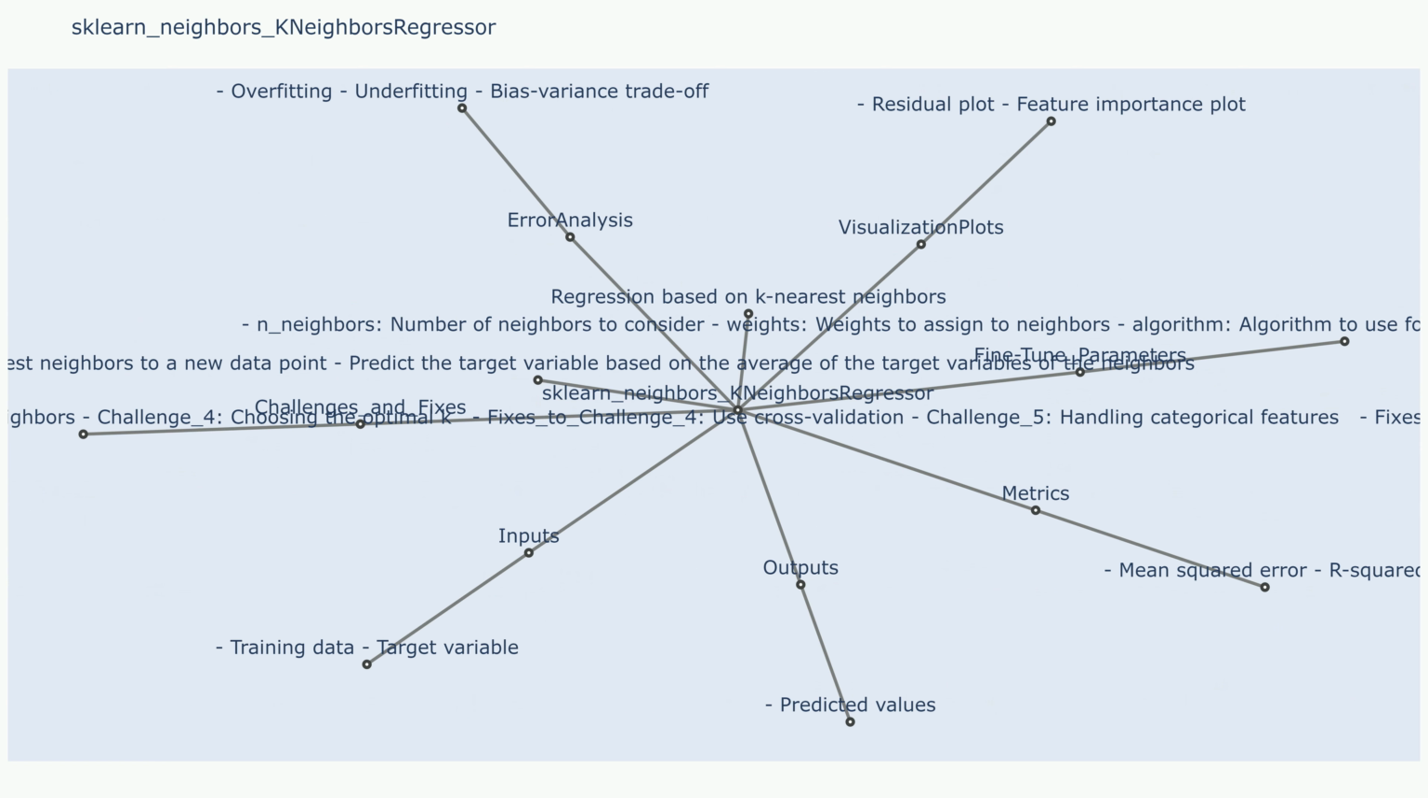Metrics. Mean squared error, MSE, measures the average squared difference between the predicted and actual target values. Root mean squared error, RMSE, the square root of MSE, providing a more interpretable measure of prediction error.